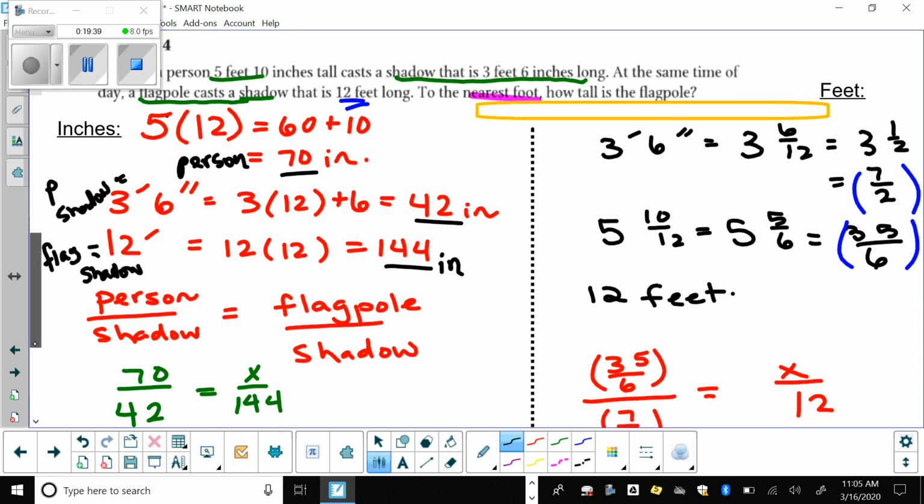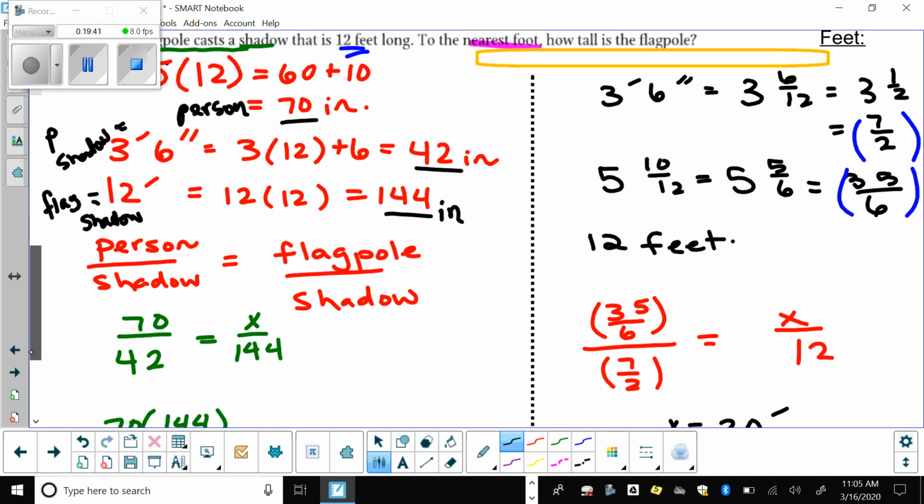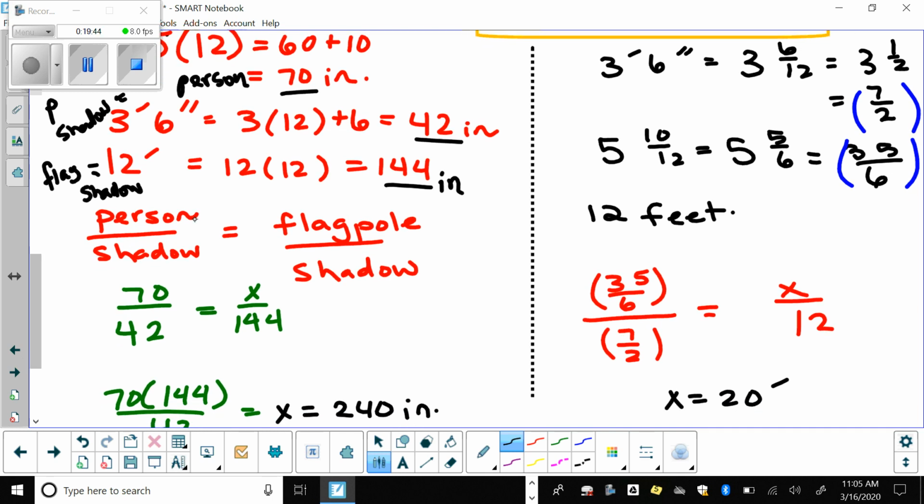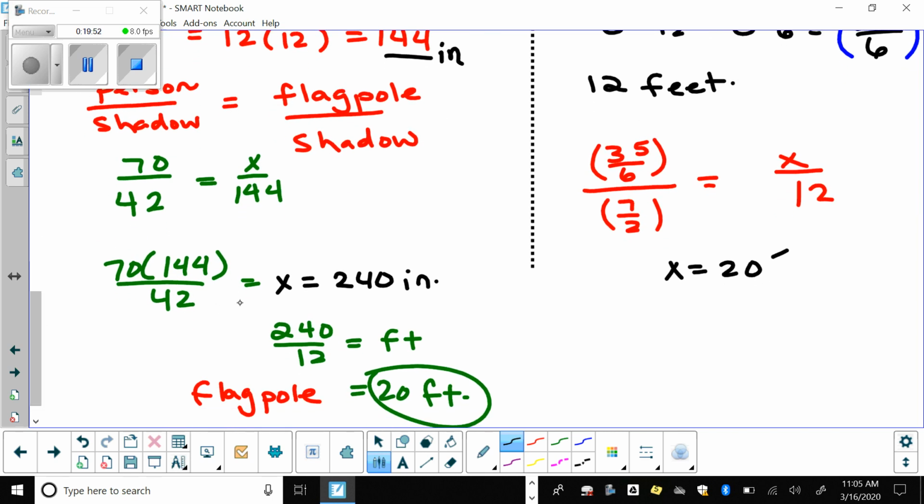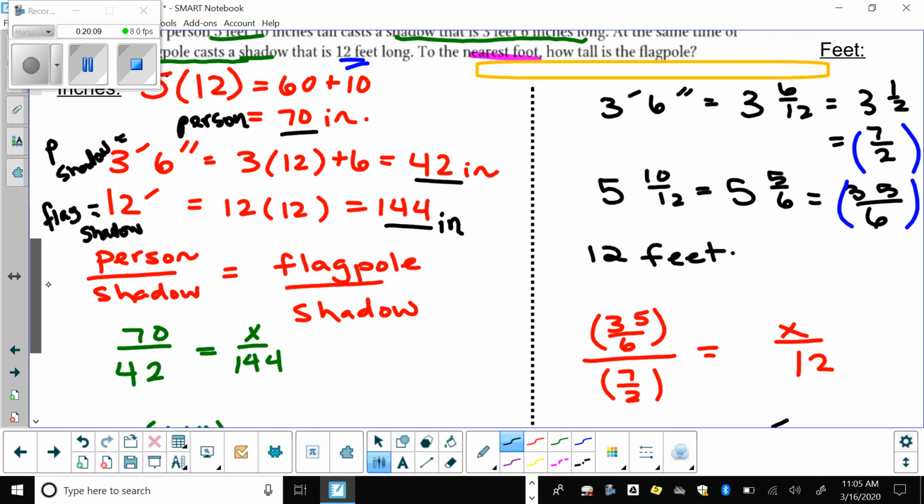Here's how I set up the proportion: person over the person's shadow is equal to the flagpole's height over its shadow, all in inches. When I solve for x, I cross multiply. X is 240 inches. By dividing by 12, it goes back into feet, because the problem wanted the answer in feet. So there's my answer.